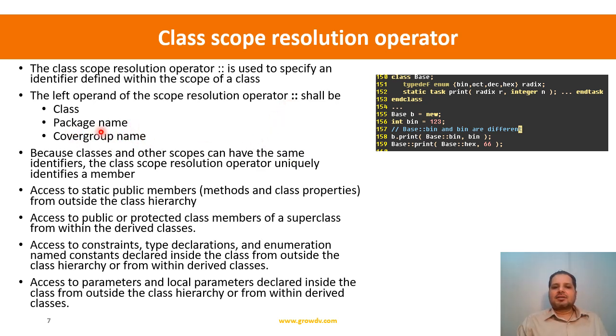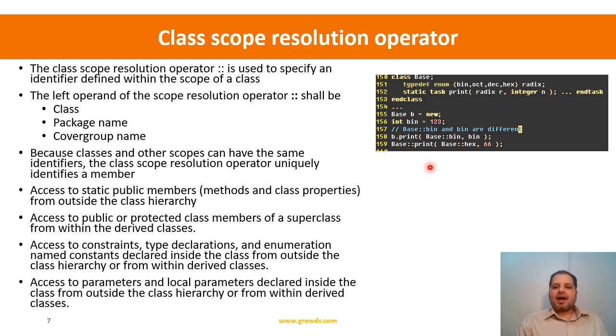Even to access the items within the covergroup also, you can use the scope resolution operator. So that we will see in the covergroup session. In this one, we'll keep it focused on class. So the main intention of the scope resolution operator is to make a particular identifier uniquely identified, right?